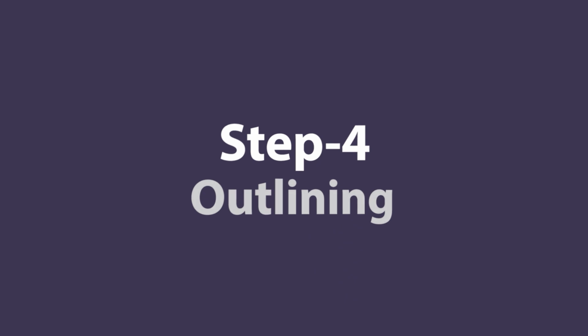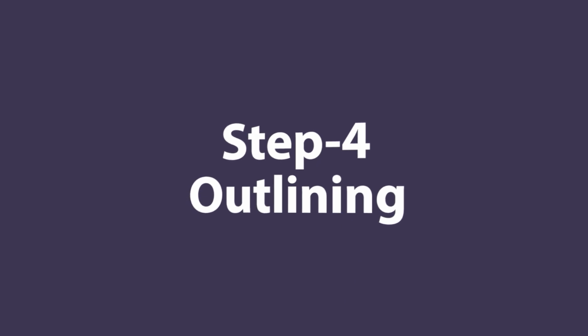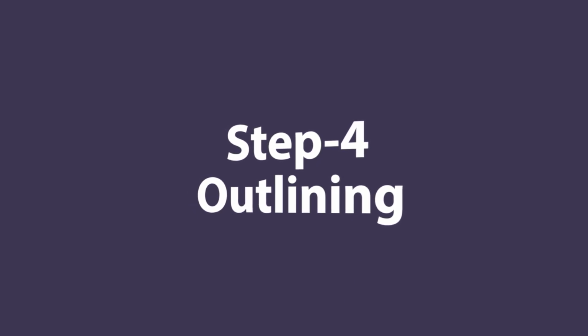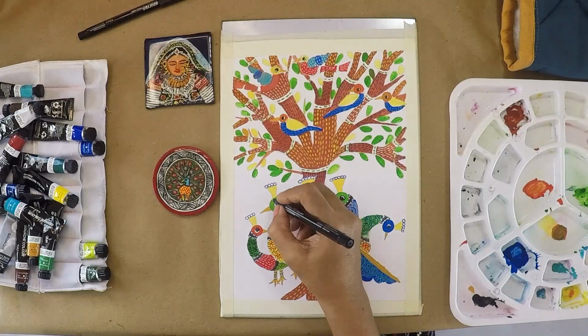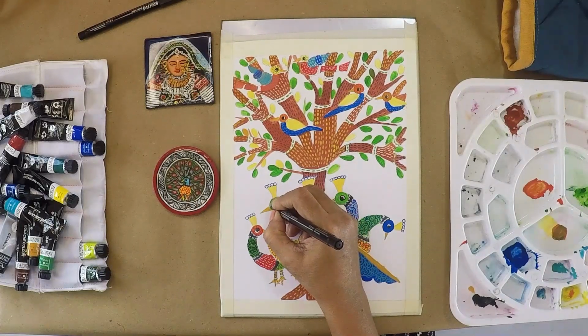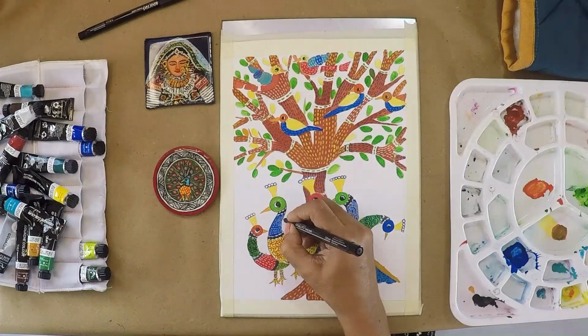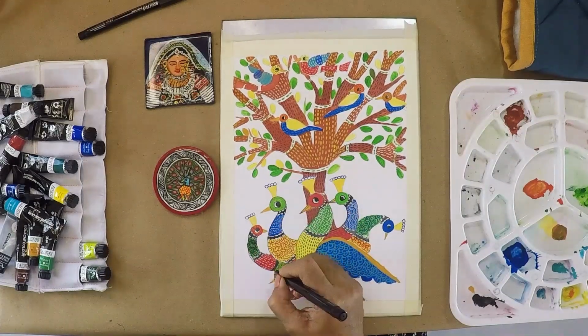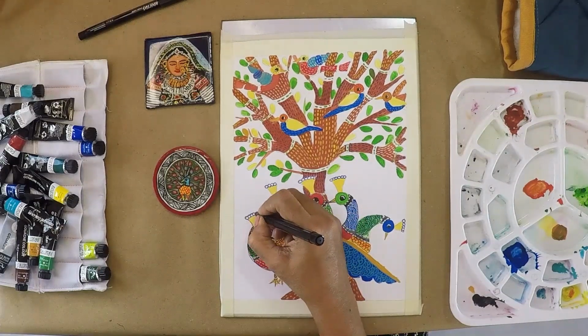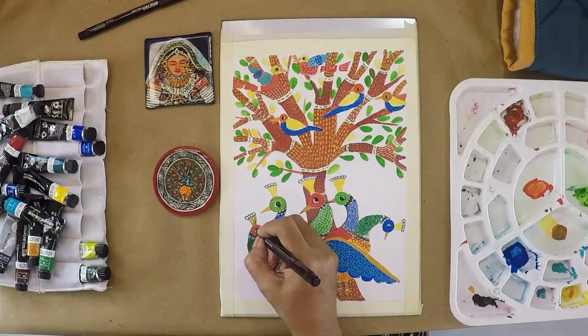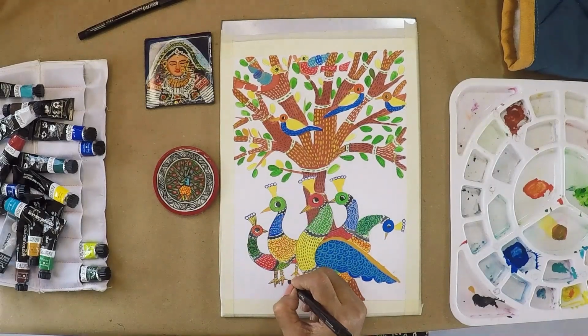Now the next part is creating the outlines. The outlining is done using a pen. This outline delineates the various forms and figures that I have drawn. So it brings out all the animals and birds in the picture.